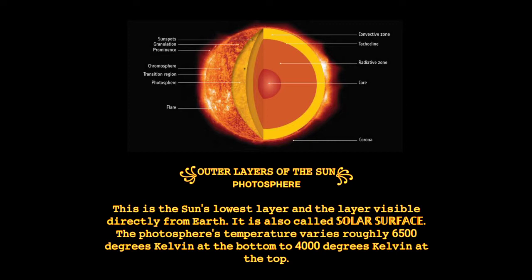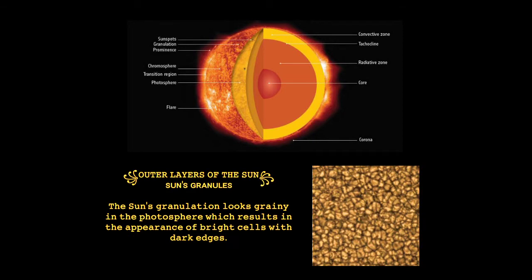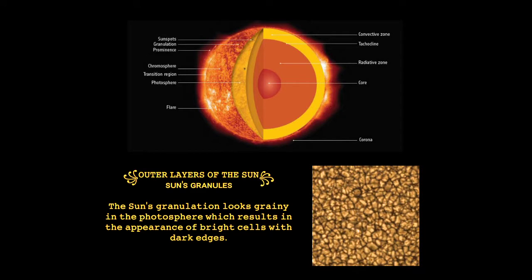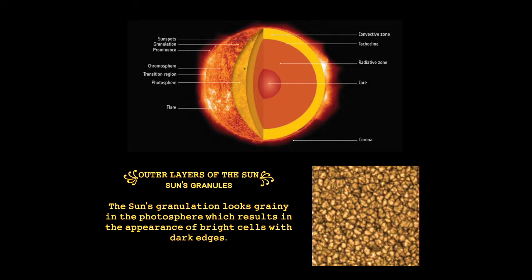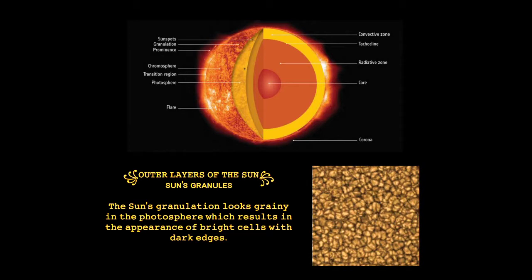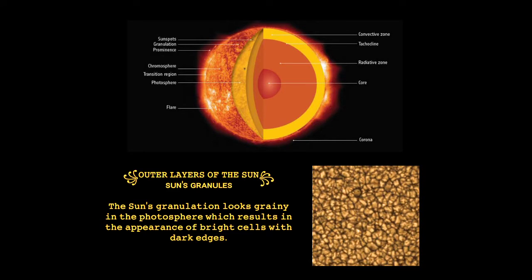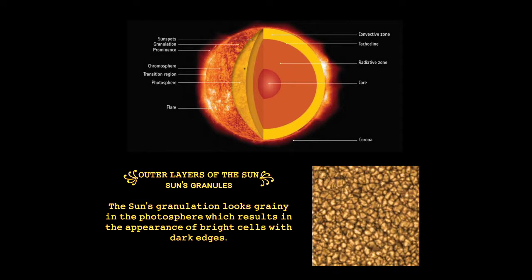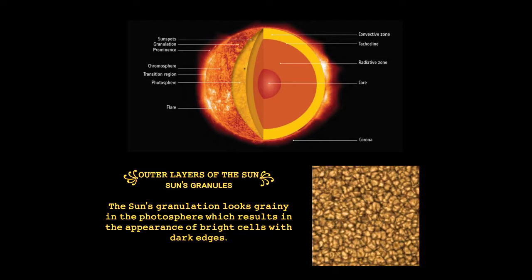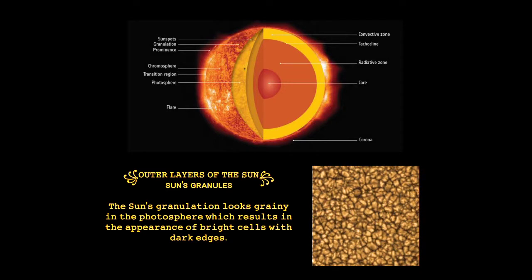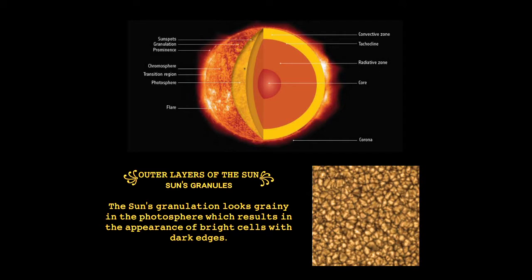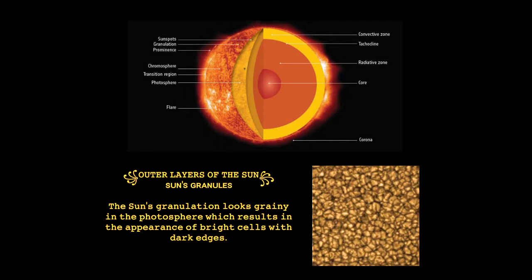Much of this layer is covered by granulation caused by bubbling gas in the convection layer, and sunspots caused by strong magnetic fields. The sun's granulation looks grainy in the photosphere, which results in the appearance of bright cells with dark edges. The photosphere temperature varies from roughly 6,500 degrees Kelvin at the bottom to 4,000 degrees Kelvin at the top.